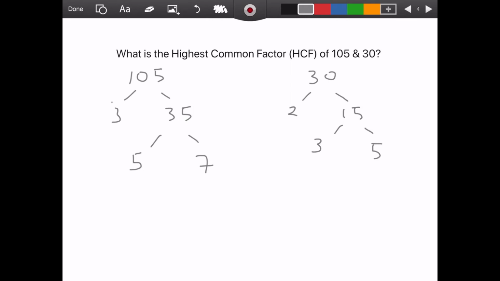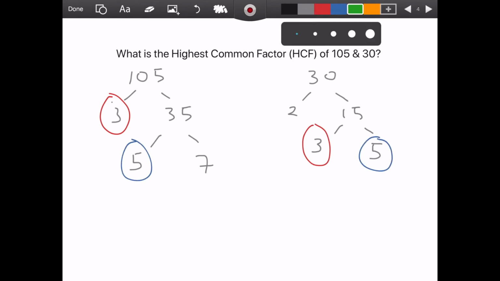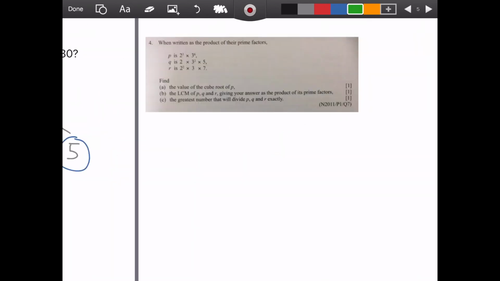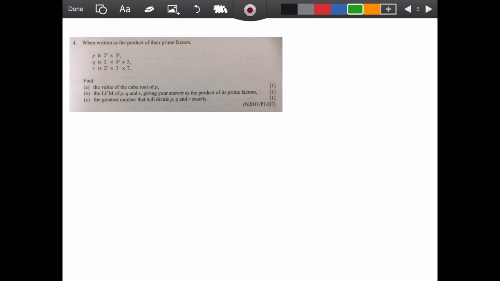Now you see over here, interestingly, there are two common prime factors, 3 and also 5, right? But the question asks for the highest common factor. So highest, obviously 5, right? 5 is higher than 3. So the answer over here for the HCF is 5. Do you see the concept now? Hopefully you see. And I'm sure you also know that the second method is faster as compared to listing down all the factors of 105 and 30. Okay, now let's look at an O-level question.